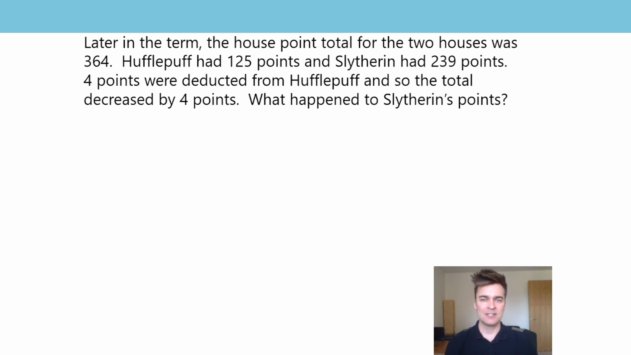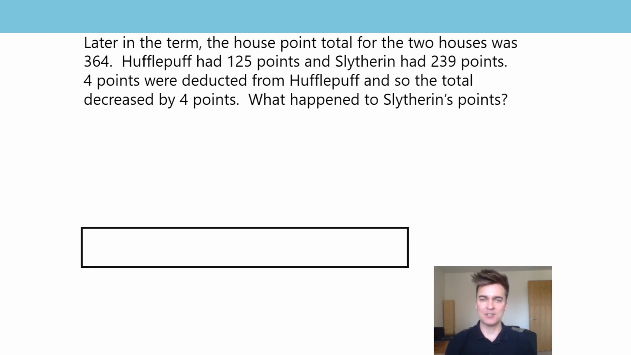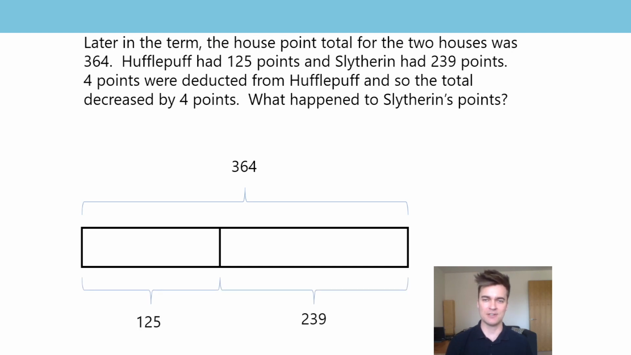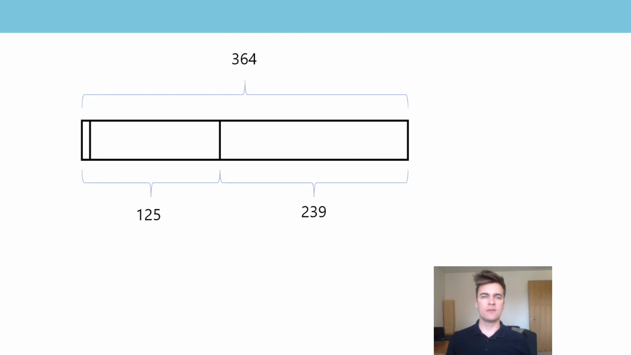Ready? So, later in the term, the house point total for the two houses was 364. Hufflepuff had 125 points, Slytherin 239 points. 4 points were deducted from Hufflepuff. So Hufflepuff were 125 and 4 were deducted, were removed, were taken away. I can represent the 4 there that I need to remove. What happened to Slytherin's? So I can start to see the maths.